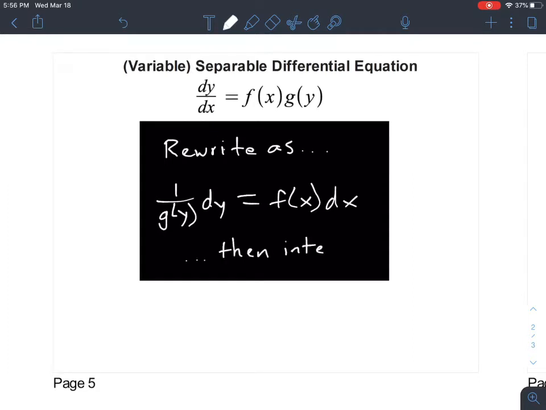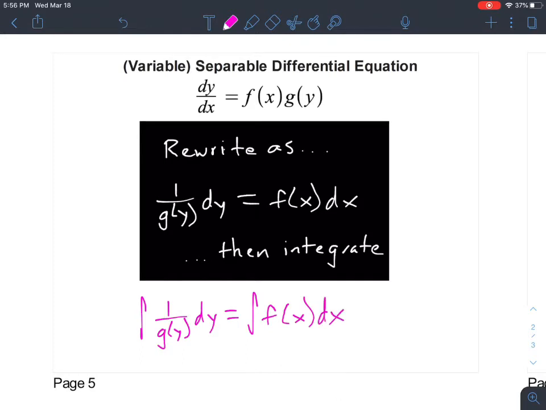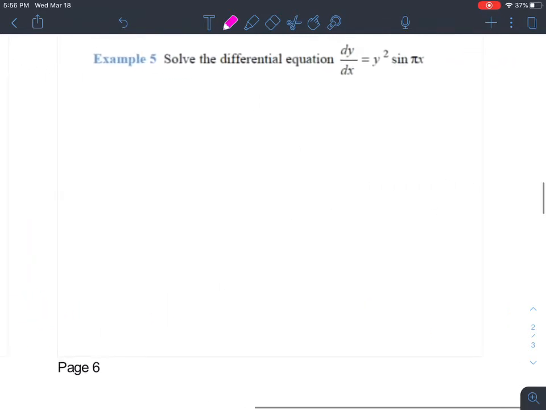And then we are supposed to integrate. So the next part was that we would have the integral of 1 over g of y dy equals the integral of f of x dx, and we would just need to solve that. So you are aware, sometimes when we solve these, it's going to be tough for us to get y by itself. So this will be an exception to when I've told you need to get y alone. In these questions, it is okay if you do not simplify, but you need to get the antiderivative on both sides first.